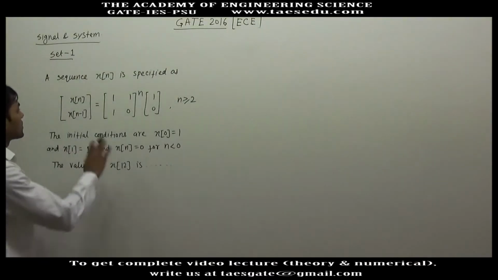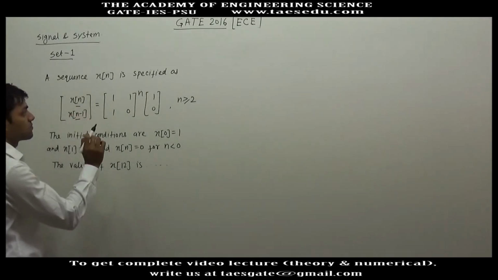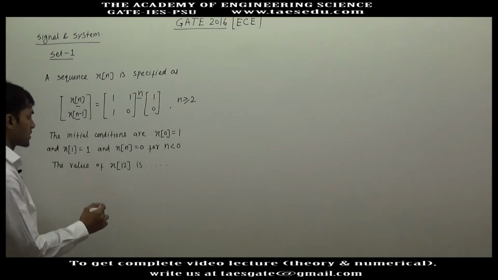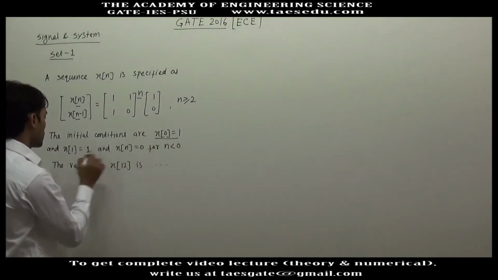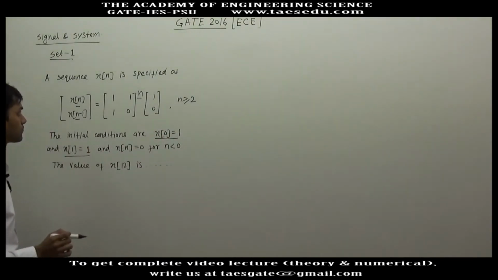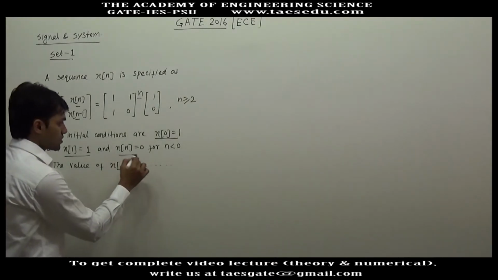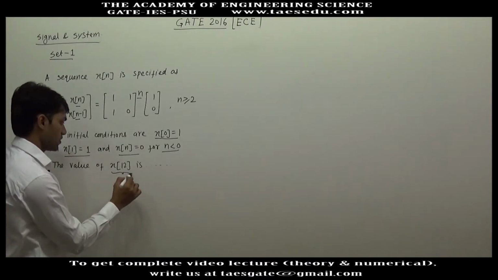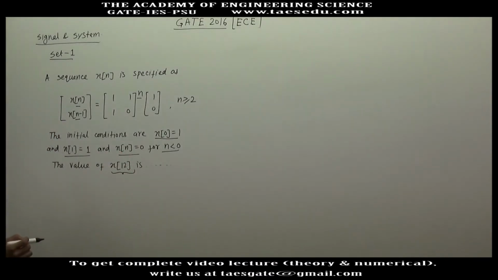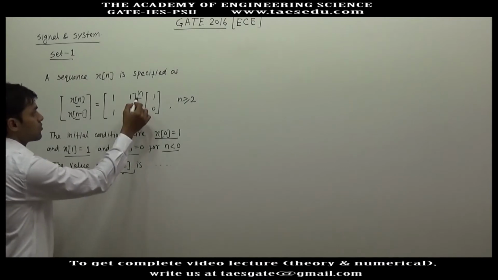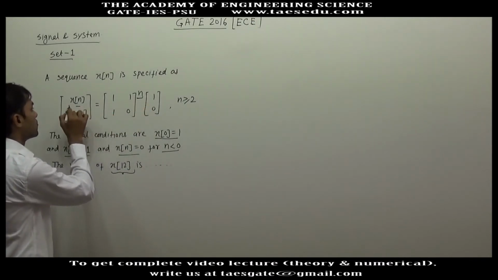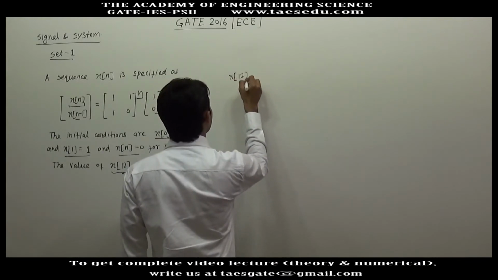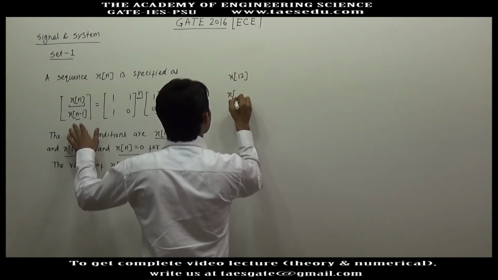Here we are given the relation between xn and xn minus 1 in terms of n, and the initial conditions are given as x0 is equal to 1, x1 equal to 1, and xn equal to 0 for n less than 0. Then we are required to find the value of x12. So if you put n equal to 12 in this equation, we will get the value of x12, and here you will get x11.